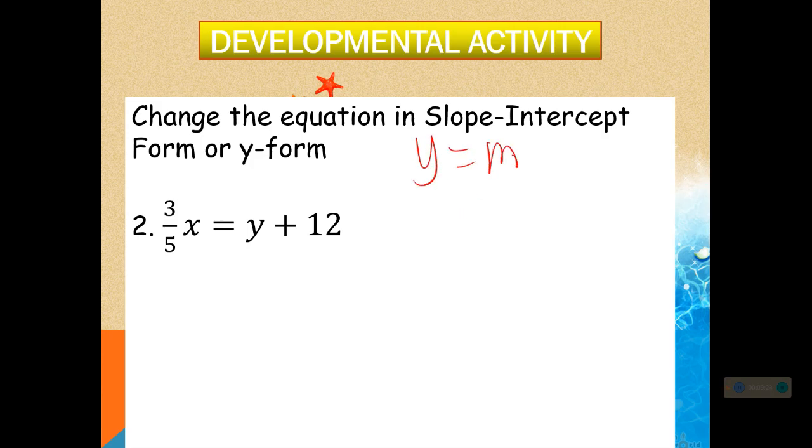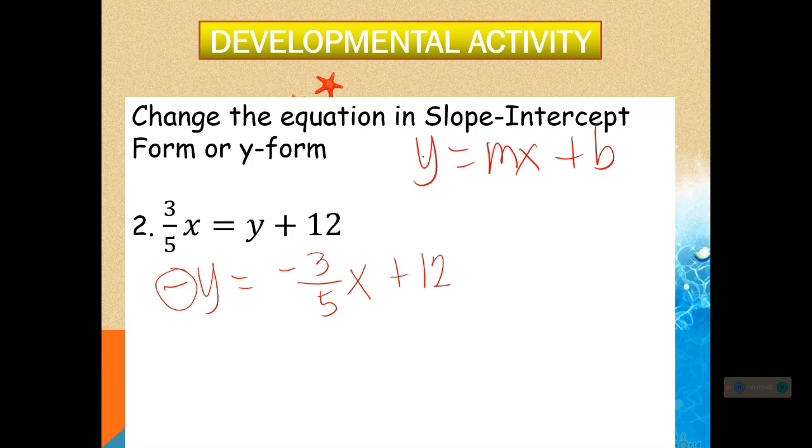y equals mx plus b. Okay, so using again the steps from the previous example, we have, yes, the addition property of equality. So you will have negative y equals negative 3 over 5x plus 12. But since we have a negative sign and it should be positive y, what will you do? Yes, you are going to divide all the terms of the equation by negative 1.